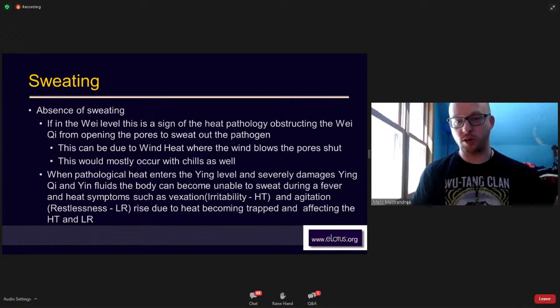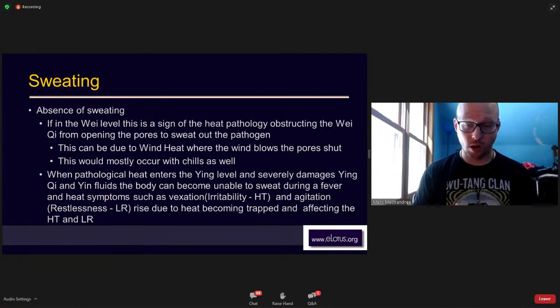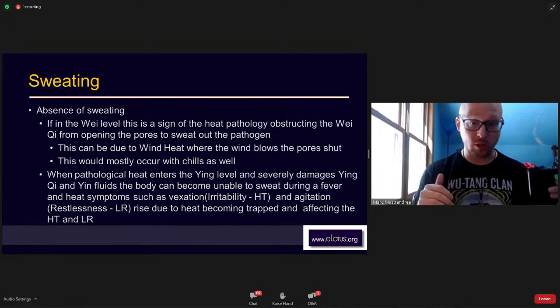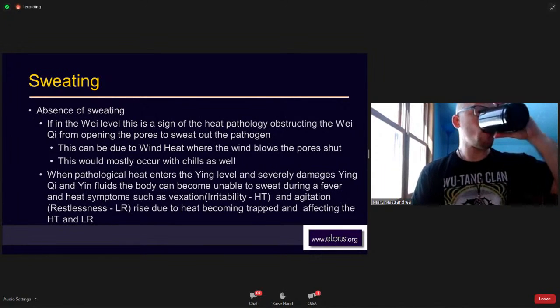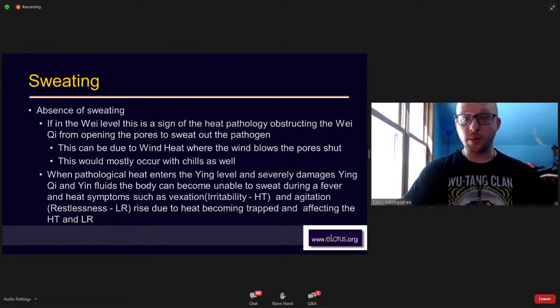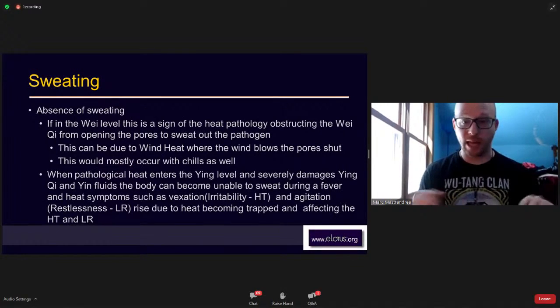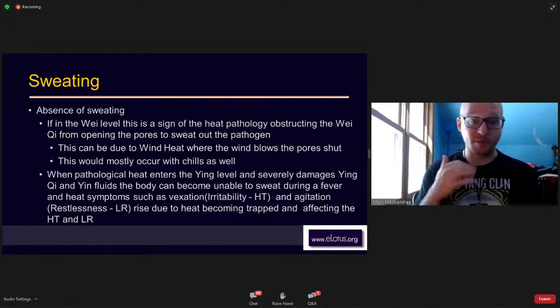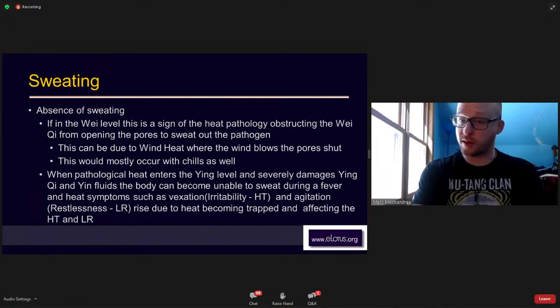You start to notice issues of vexation, irritability of the heart, remember, or agitation, restlessness of the liver. Remember, limbs that are moving. Could be the person tapping their foot. Could be restless legs in bed, right? Could be them fidgety, right? This can all be restlessness of the liver, right?